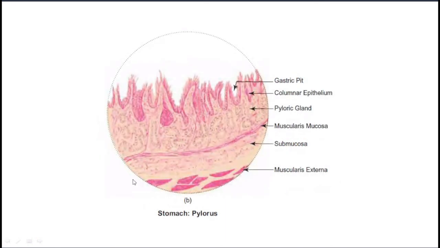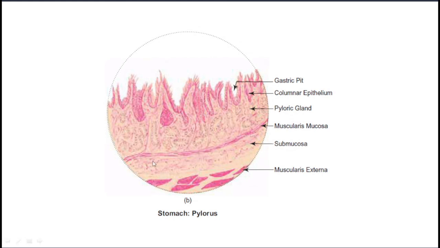This is the pyloric part. You can see the gastric pits extending here. The ratio is 3:4, meaning three parts out of four are occupied by the gastric pits. The whole mucosa is divided into four parts, of which three parts extend up to the gastric pits. But in the fundic part only one part was occupied by the gastric pits. Most of the lamina propria is occupied by the pyloric glands, which are branched coiled tubular glands, so you will get multiple cut sections.